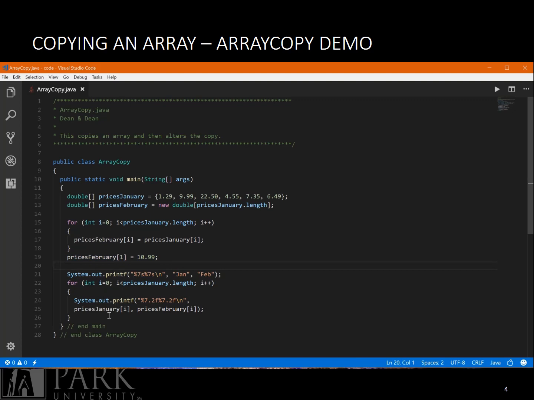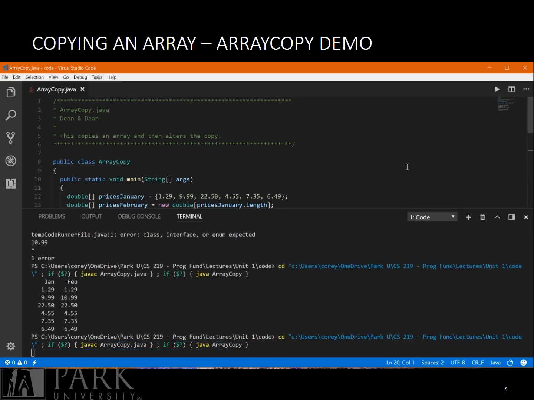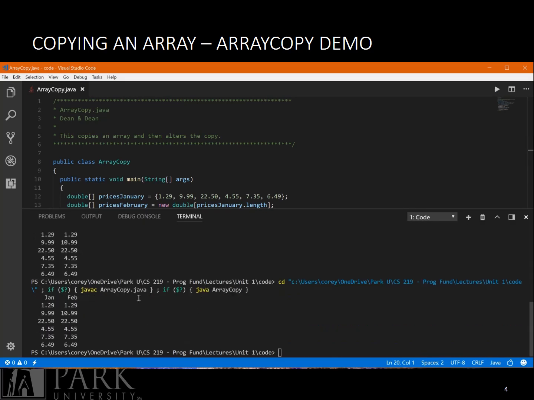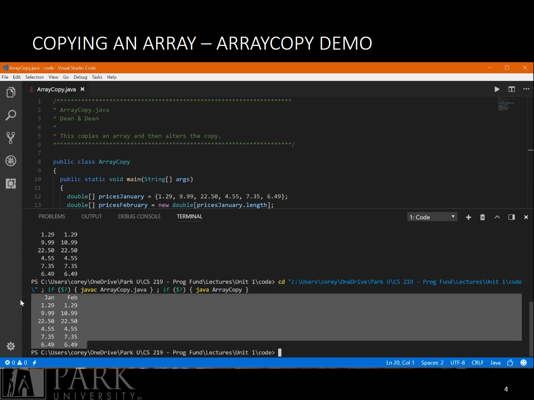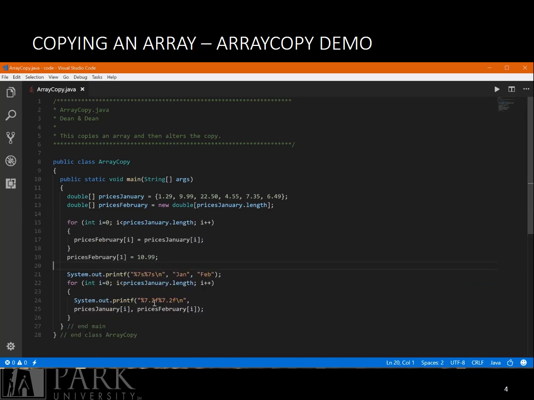And then we're going to simply go through and print out the prices for both January and February. So let's go ahead and run it. And there you can see it printed out January and February using our lovely printf command. And everything's hunky-dory. So that's how you would do it: an element-by-element assignment operation to copy all the internal values over. Remember, you can't just set pricesFebruary equal to pricesJanuary, because that's going to make them point to the same array, and any changes you make are going to affect both of them.